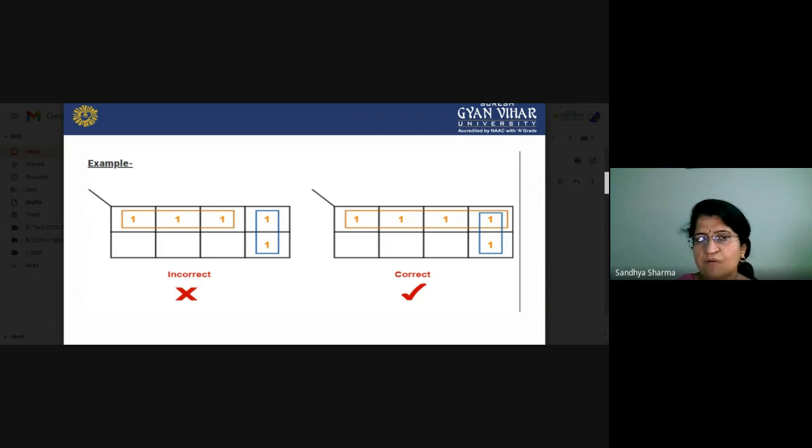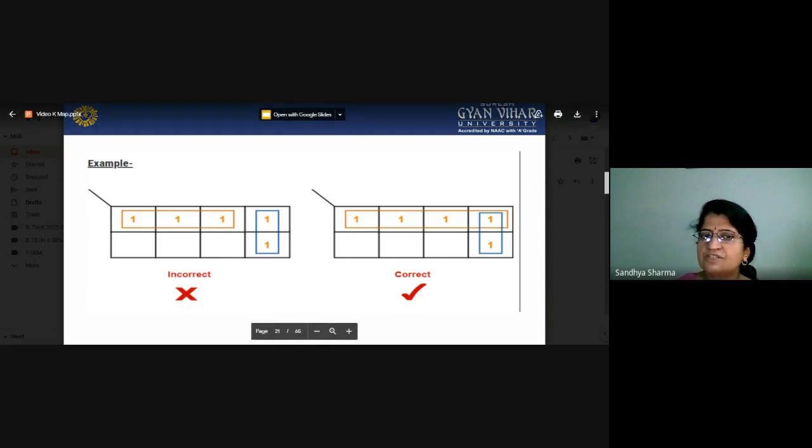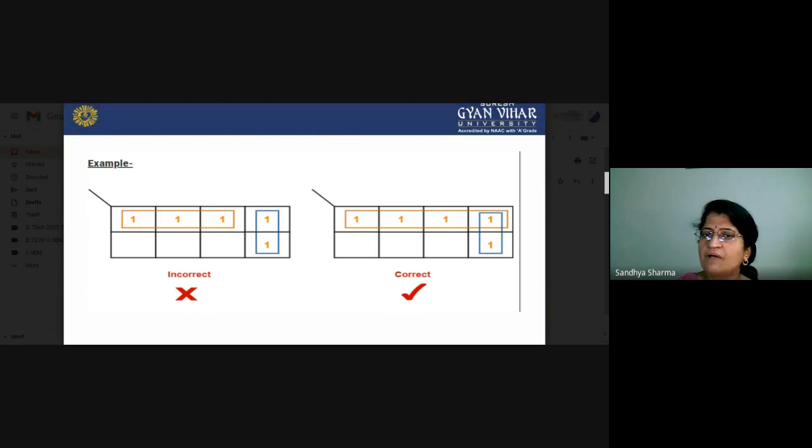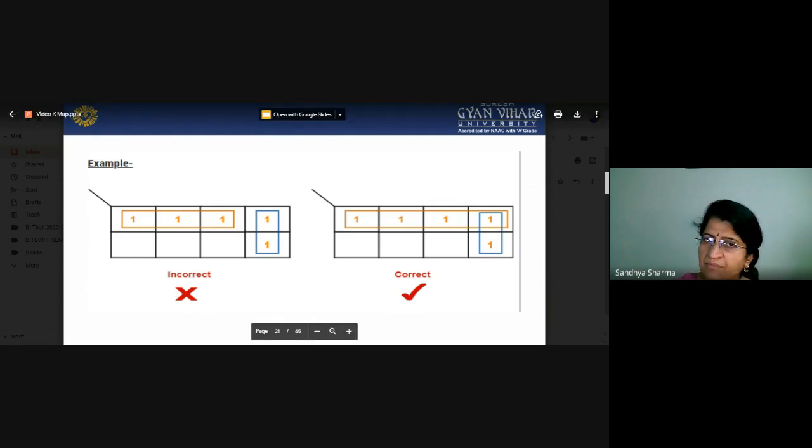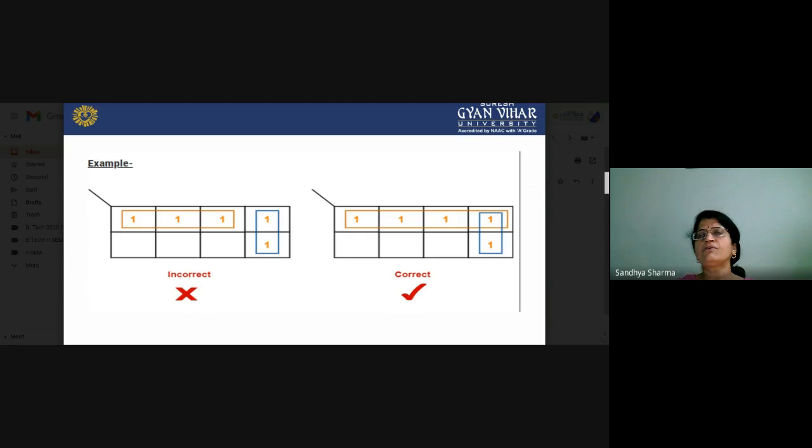Suppose you have been given this pattern, so you just have to fill that pattern. First of all, you can make a pair. Either you can make a group of 2, or you can make a group of 4, which is called a quad, or you can make a group of 8, which is called an octal. So the group may be 2, 4, or 8.